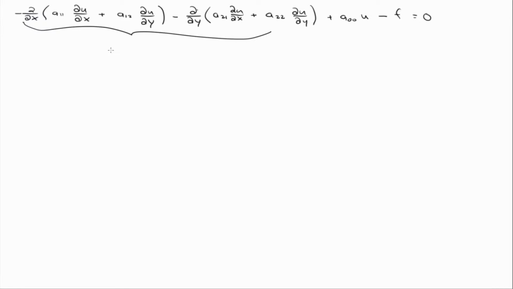Of course, if we write that in vector notation, if A11, A12, A21, and A22 form the coefficients of a tensor A, this is simply the divergence of A times the gradient of U, so that equals some right-hand side. What do we call that equation? Heat equation?